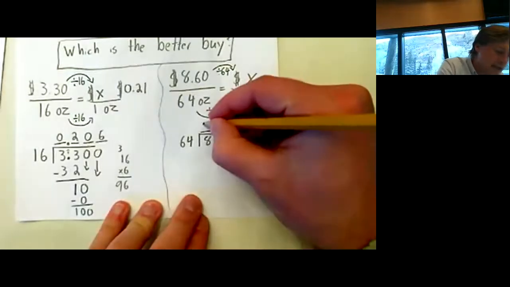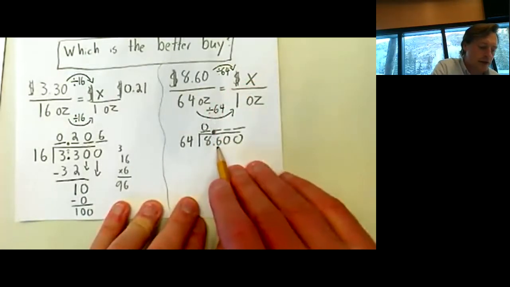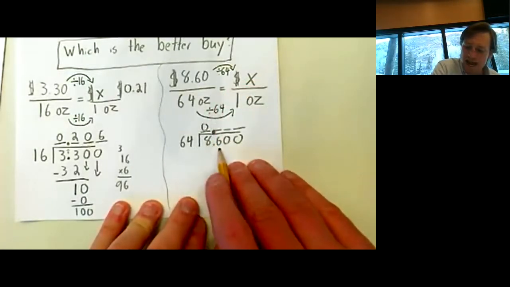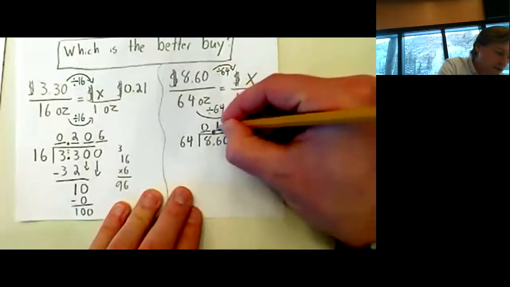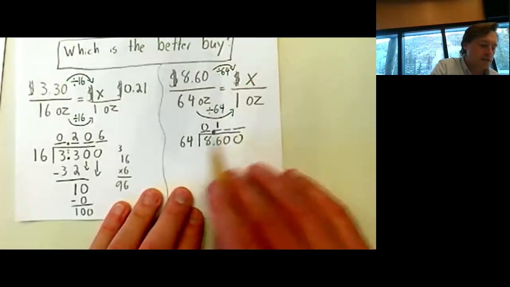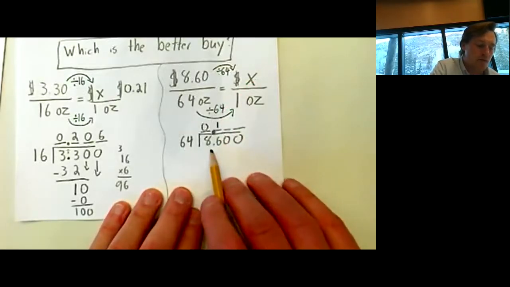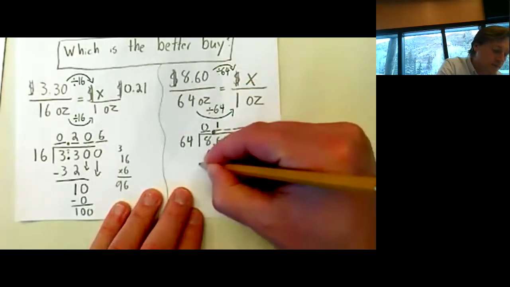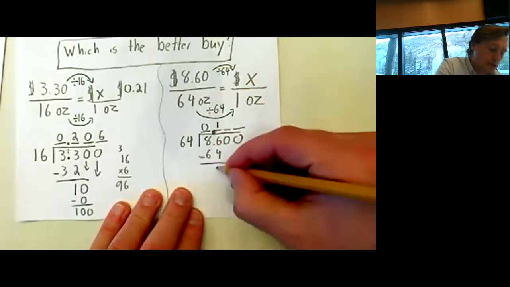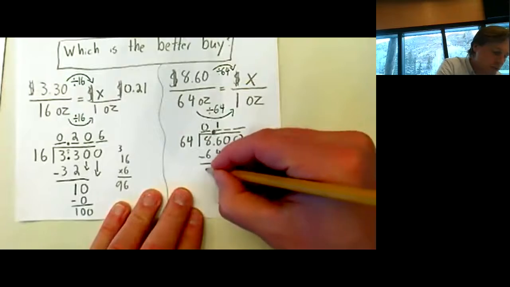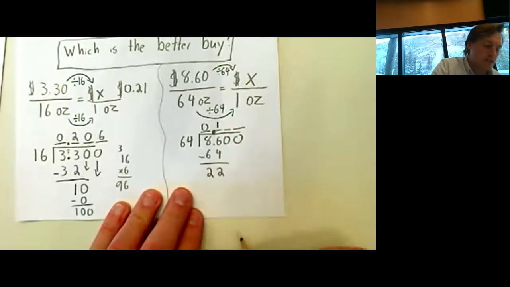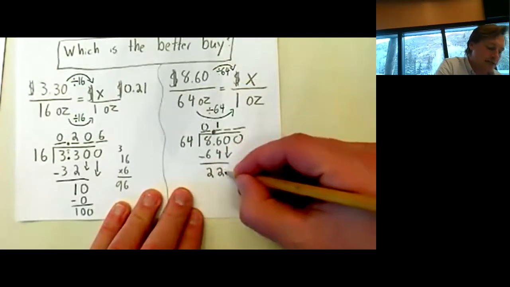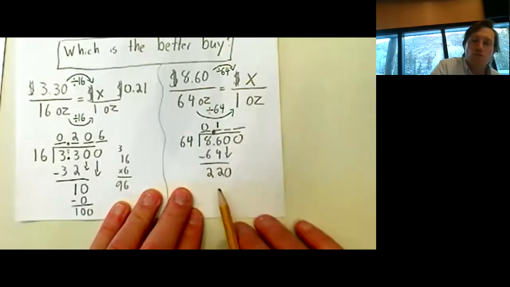64 doesn't go into 8. Move it over. How many times does 64 go into 86? Well, that only goes in 1 time, because 64 doubled would bring me over 86. So 1 times 64 is 64. Subtract. I'm going to get 22. 22 is less than 64, we're good. Now we're going to bring it down, and now I repeat the process.